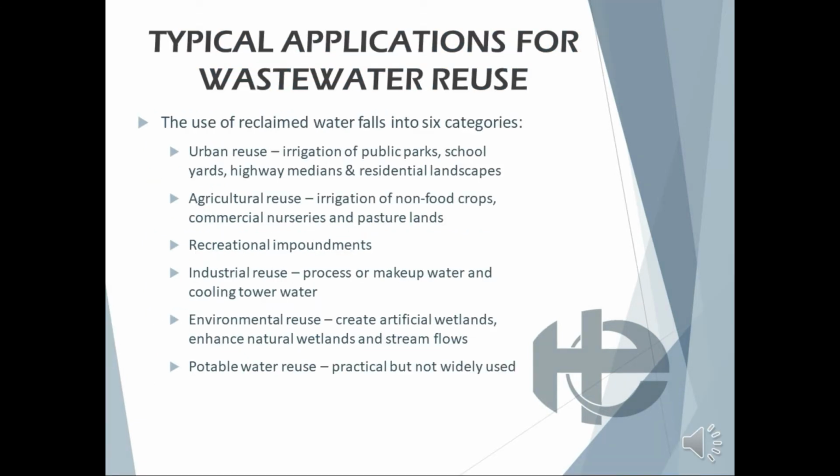Some of the typical applications, of course, urban reuse. It can be used for irrigation, public parks, schoolyards, highways, residential landscapes, putting less of a demand on your other wells and types of systems. Agricultural reuse would be a very good source for non-food crops, commercial nurseries, pasture lands, grains, that sort of thing. It has been at times imported into recreational impoundments.